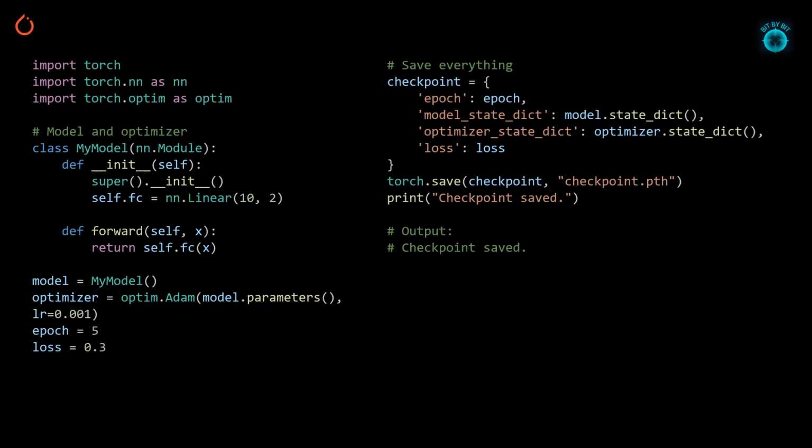Here we define a simple model and an Adam optimizer. We save a full training checkpoint as a Python dictionary. It includes the current training epoch, the model state dictionary, the optimizer state dictionary, and the last loss value. We then pass the dictionary to torch.save and write it to a file called checkpoint.pth. This way, everything needed to resume training is saved in one place. You can later load this dictionary and restore your model, optimizer, and training state.